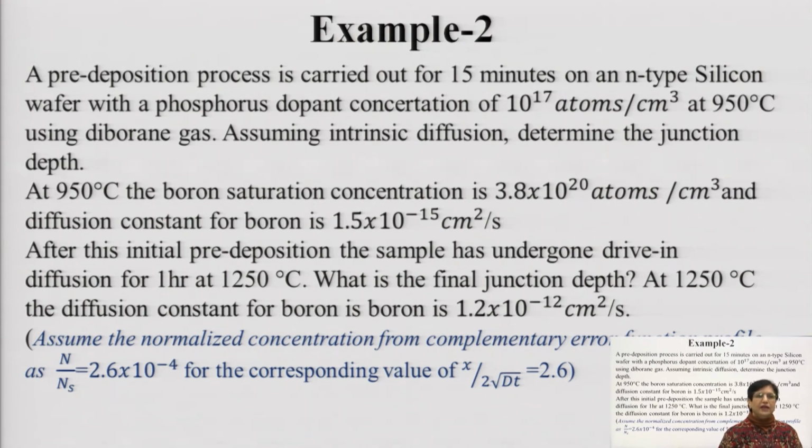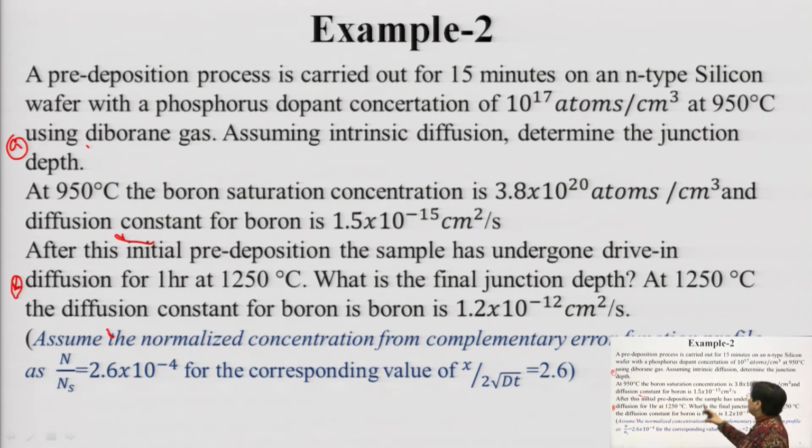This is about the pre-deposition. The next part says at 950 degree centigrade, the boron saturation concentration is 3.8 into 10 raised to the power 20, that is N0 is given to you, and the diffusion constant for boron is 1.5 into 10 raised to the power minus 15, that is D is also given. After this initial pre-deposition, a sample has undergone drive-in. So, this is part A where you have only pre-deposition, and then we go for the second part, the drive-in.